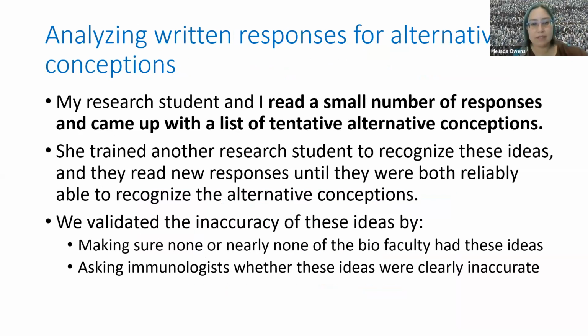How did we analyze that? Basically, we read through them. We first read through a small list and came up with some common ideas. What were some ideas that we kept seeing over and over again? This was our core list of alternative conceptions. Then, to validate that and to quantify the frequency of these misconceptions, she trained another research student to recognize these alternative conceptions, and they read new responses until they were both in agreement more than 90% of the time.